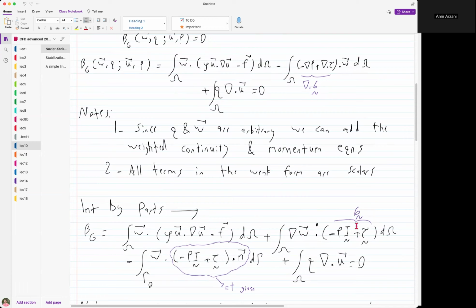You're left with sigma without any gradient or divergence acting on it, which is a tensor. So you have two tensors, you want to get a scalar at the end, and that's the double dot product. That multiplies two tensors and gives you a scalar.